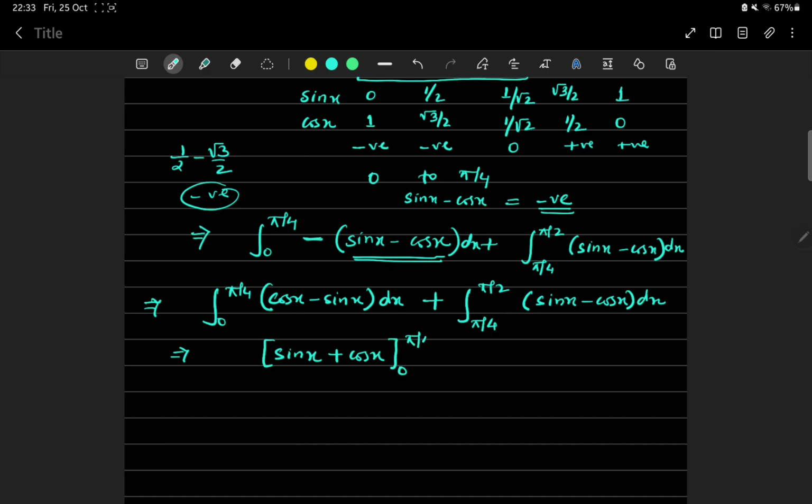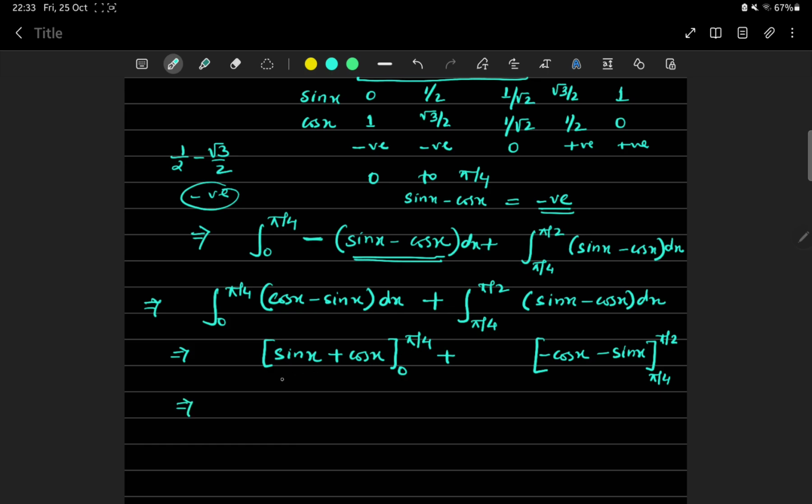We will put the lower limit and upper limit. Now plus, here also the integration of sin x is minus cos x, and integration of cos x is sin x, so it will become minus sin x. Okay, now we will put the lower limit and upper limit here. We have integrated the function. Now we will put the upper limit minus lower limit in the function.